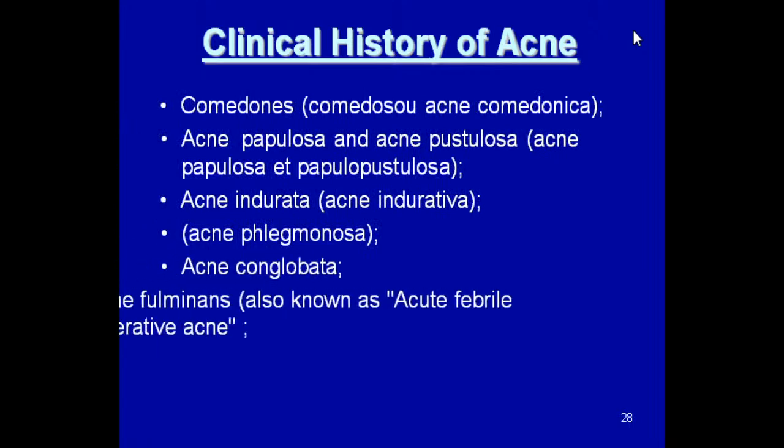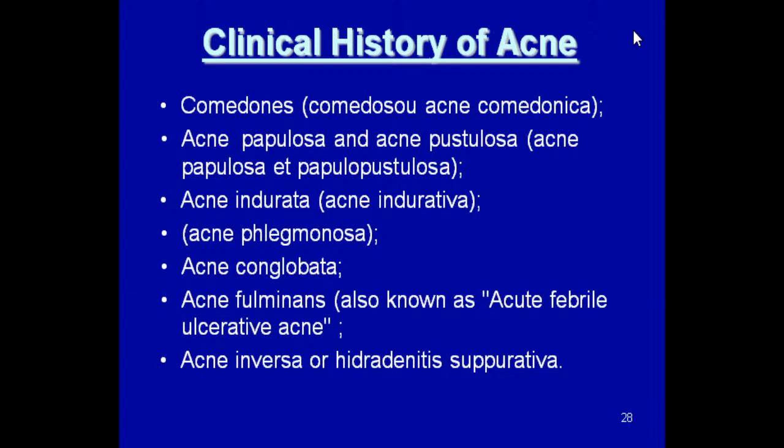Clinical forms. Acne comedonica, acne papulosa, and acne pustulosa. Papules and pustules may be present together: acne papulopustulosa, acne indurata, acne indurativa, acne phlegmonosa, acne conglobata, acne fulminans, also known as acute febrile ulcerative acne, acne universa, or hidradenitis suppurativa.